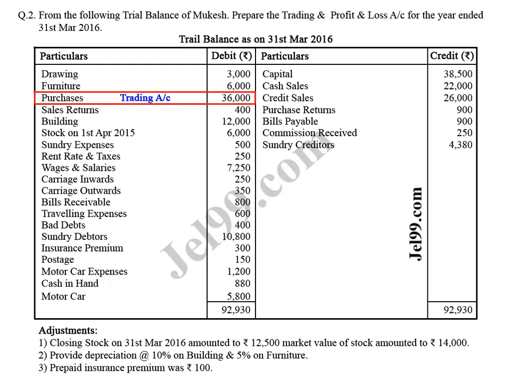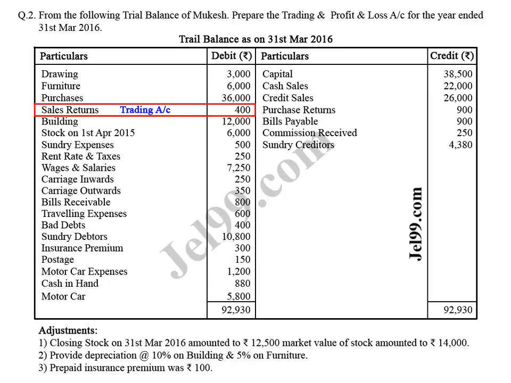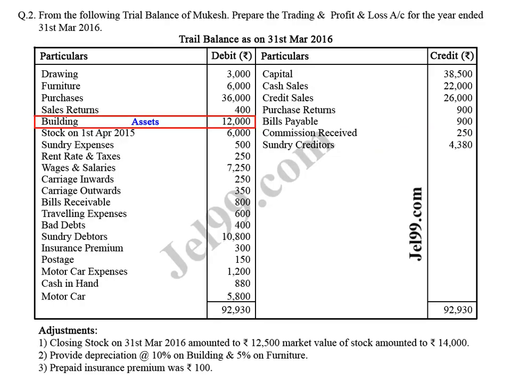Then purchases of rupees 36,000, this is shown in trading account. Debit side, to purchases of rupees 36,000 in a column, because there is return on purchase. Then sales returns of rupees 400, this is shown in trading account. Credit side as less sales returns of rupees 400. We will pass the entry step by step, please do not jump to another entry. When the entry of sales will come, we will pass it.